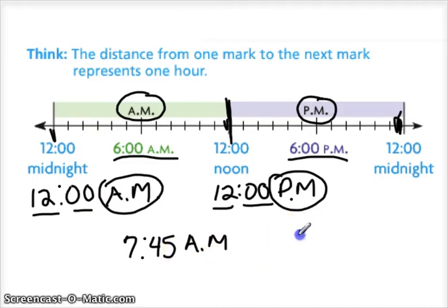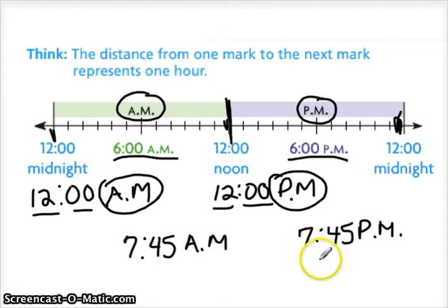On the other hand, if 7:45 is followed by PM, then you should be thinking, this is in the evening. What are some things you might do at 7:45 PM? Perhaps you are reading a book and enjoying a good story. Or maybe you're taking a bath to get ready for bed. Or maybe you're just enjoying some family time together.